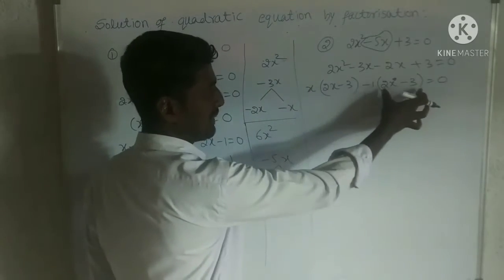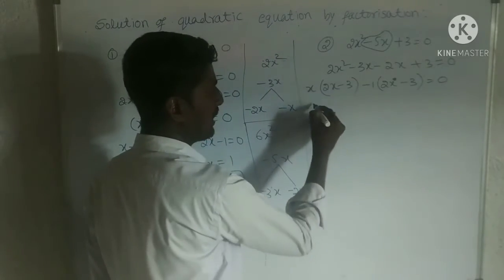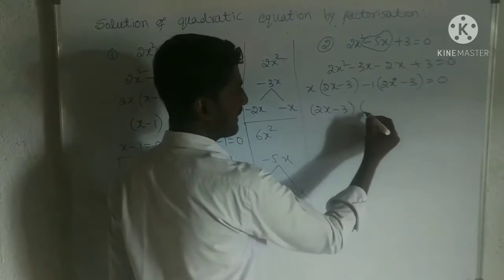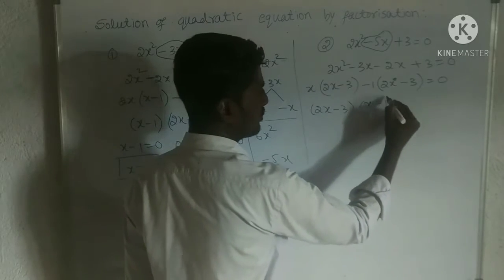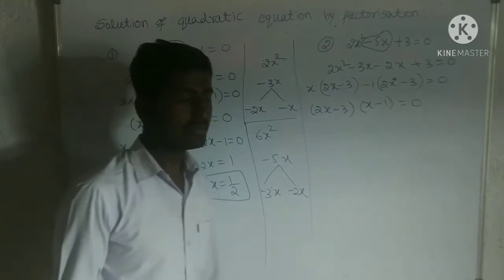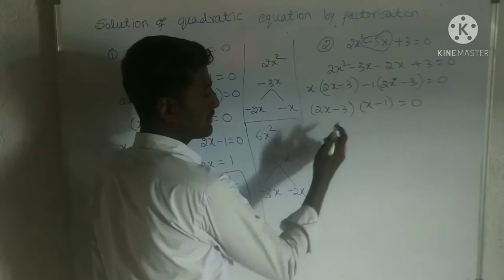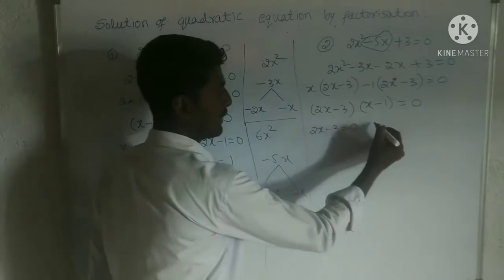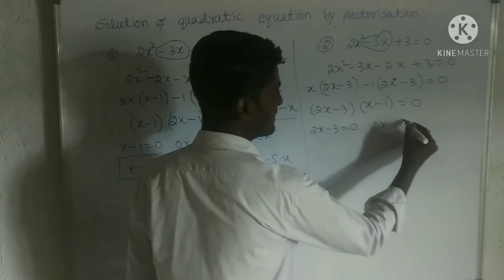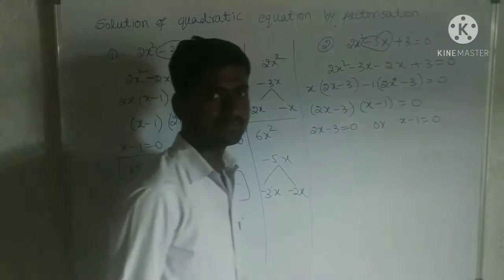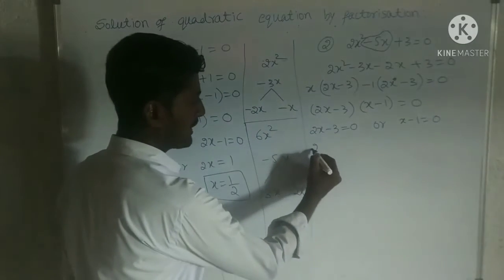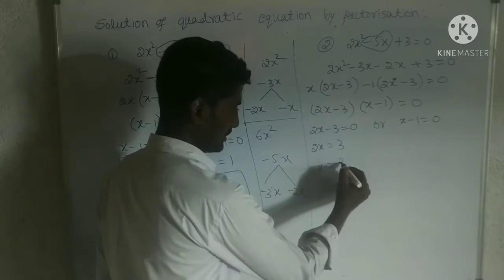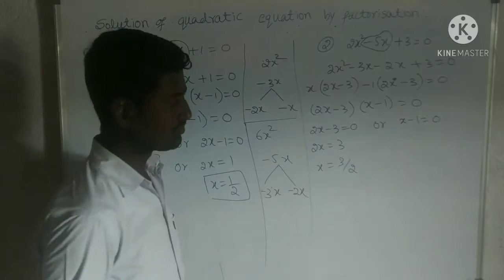This is one term and this is another term. In these two, the common term is what? 2x minus 3. Inside what will be there? x and here minus 1. This is equal to 0. Now I got a product of two terms. First I'll write 2x minus 3 is equal to 0, or x minus 1 is equal to 0. Now here 2x is equal to plus 3, then x is equal to 3 divided by 2.